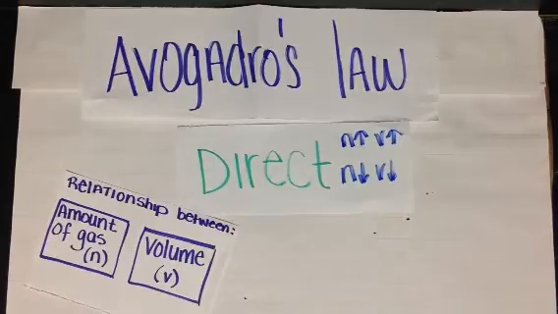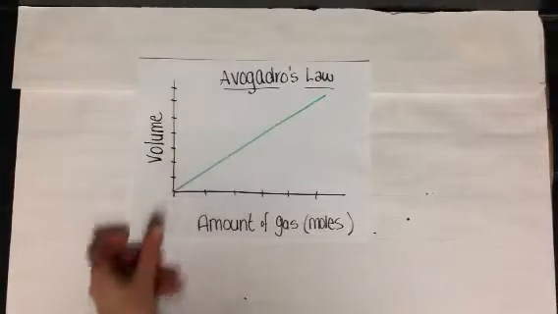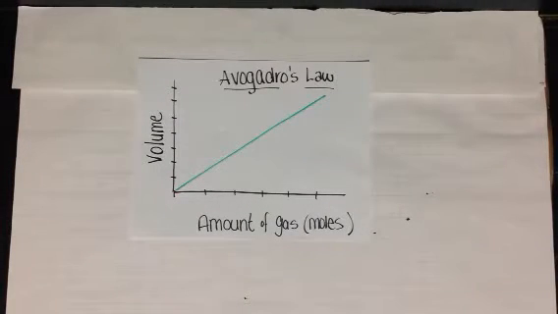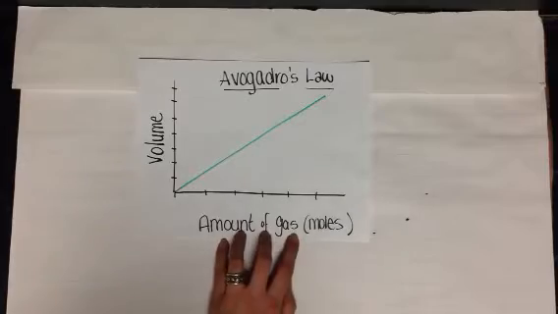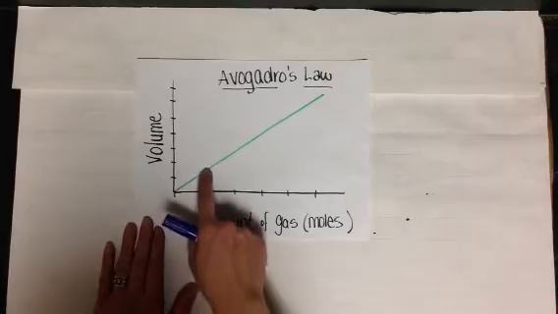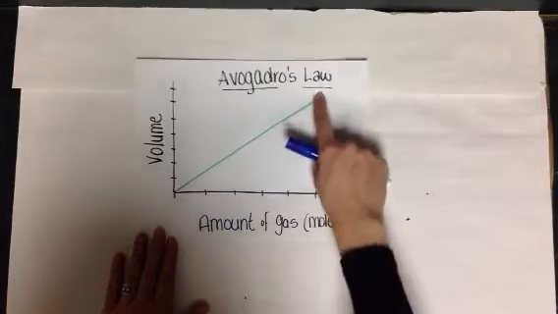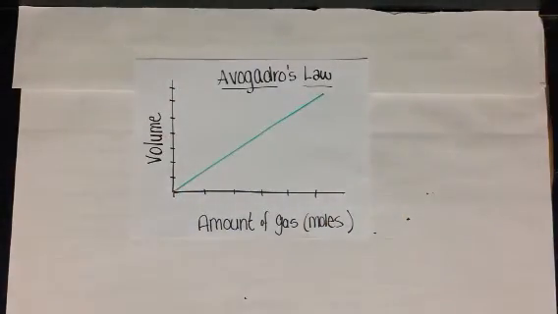Both are direct relationships. You can graph that, seen here. This is Avogadro's law graphed. With amount of gas and volume on your axes, as you increase the amount of gas, your volume goes up. This is what a direct graph looks like. Anytime you graph any law that has a direct relationship, you should see a positive upward slope for an increase in the variables, and you'd see a downward slope for the decrease in variables.